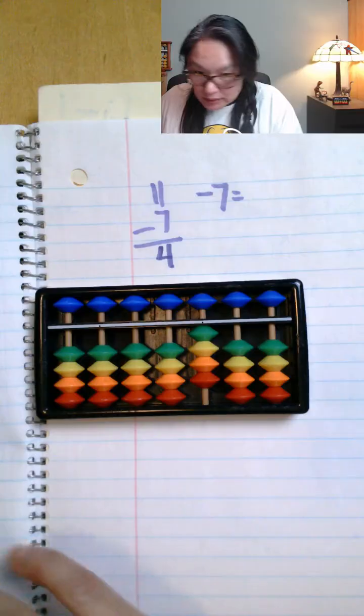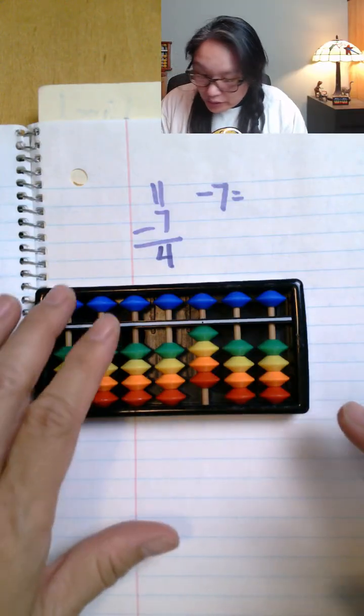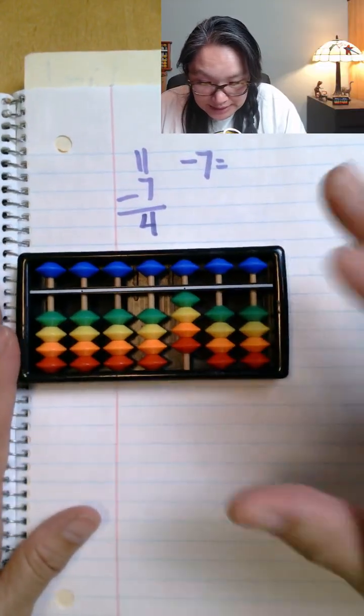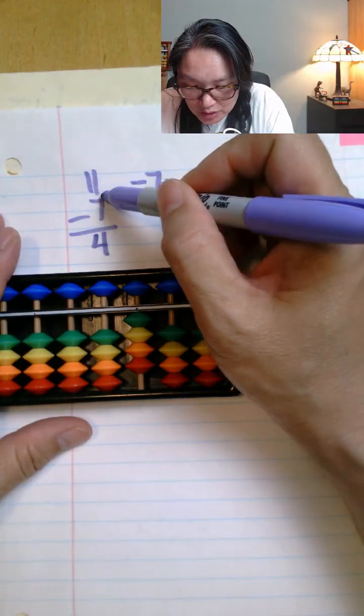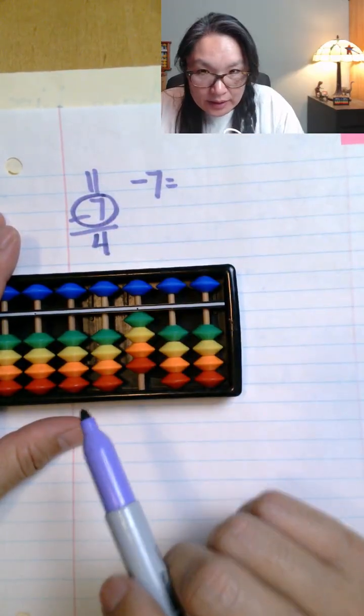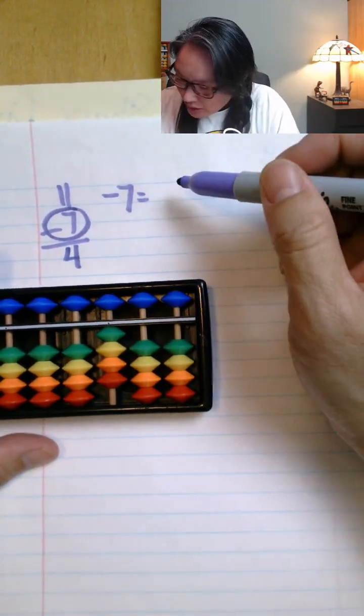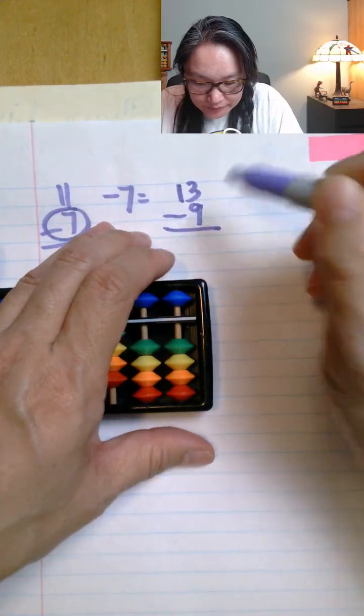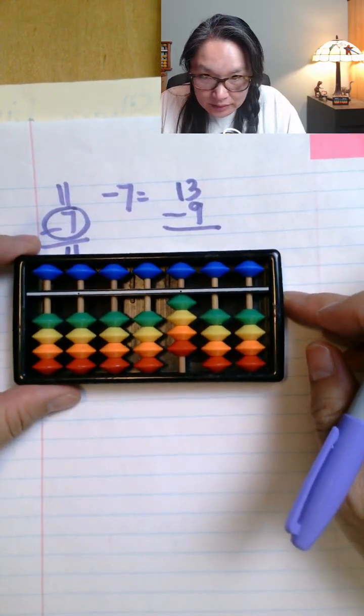I can do another one. Do you want to keep with 7 or do you want to go with a different number? We can do a different number, and it's the same concept. The biggest thing is knowing your add-ins, knowing how to do the add-in. So the next question, let's do 13 take away 9.